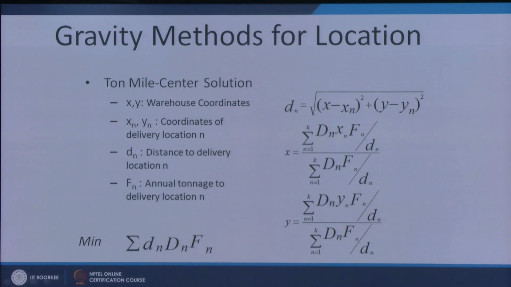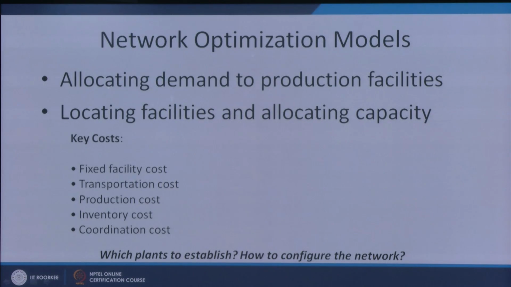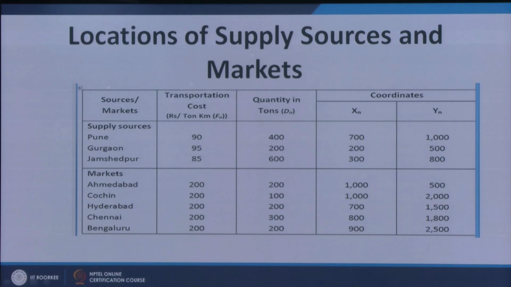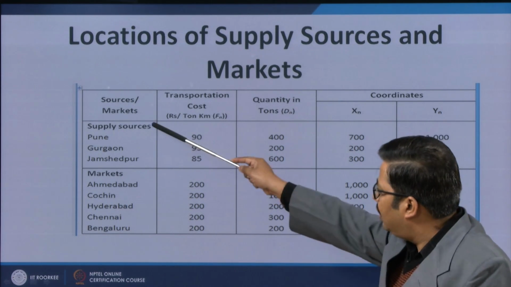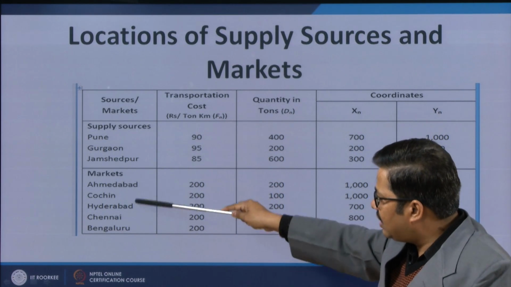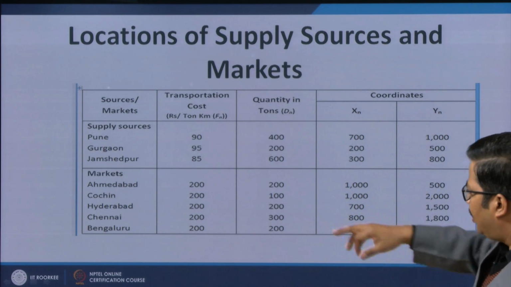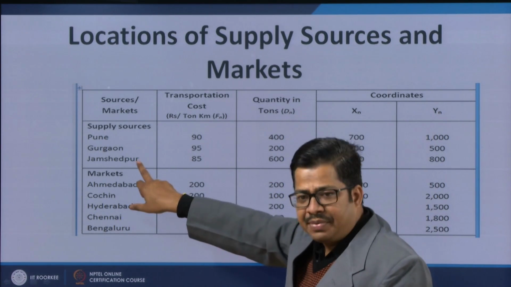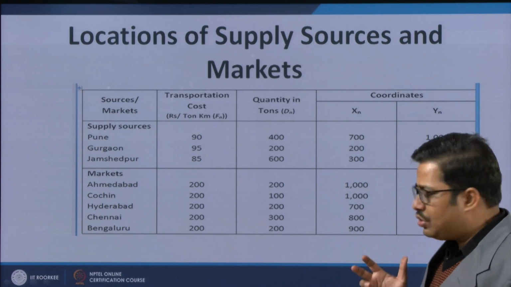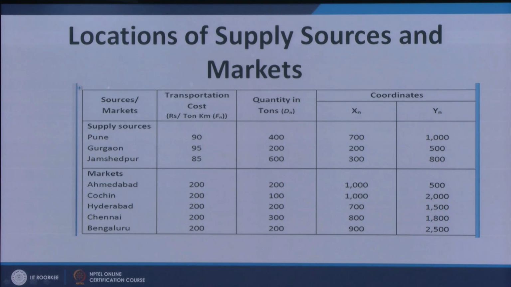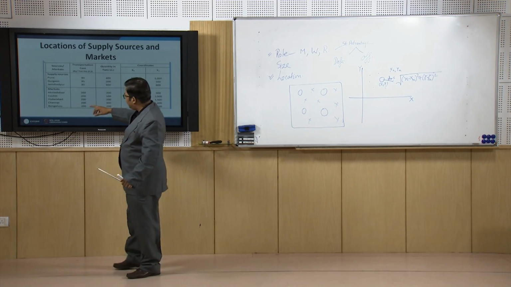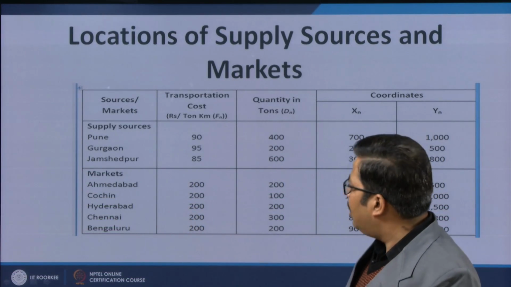Now, once I determine this x and y, with the help of this example you can see how we can use it for determining the location of our warehouse. We have these different sources and these are the markets. I have to take a decision where to establish my source facility. These are Pune, Gurgaon and Jamshedpur, the three sourcing facilities. This is for some kind of automobile problem, and the markets are in Ahmedabad, Cochin, Hyderabad, Chennai and Bangalore.